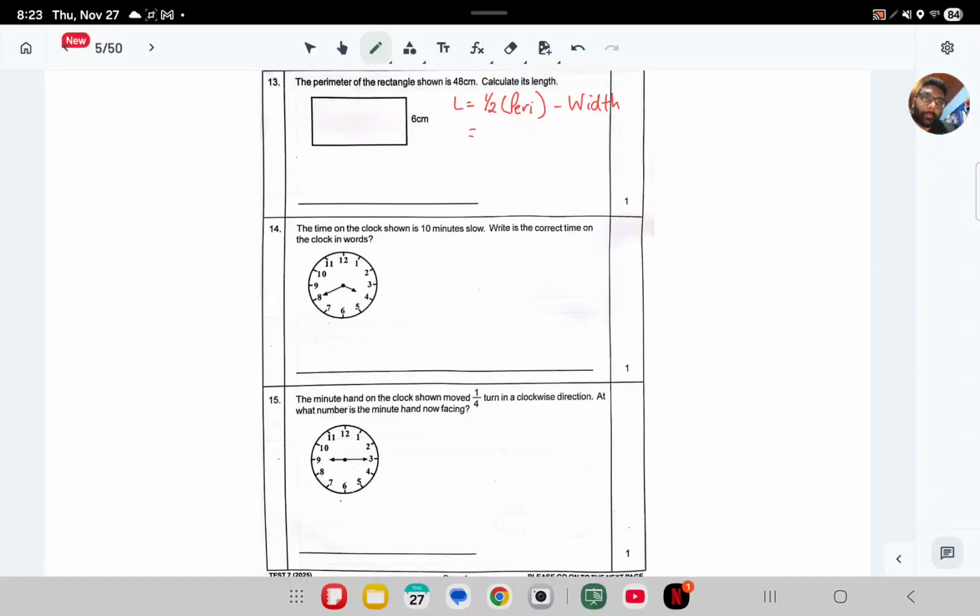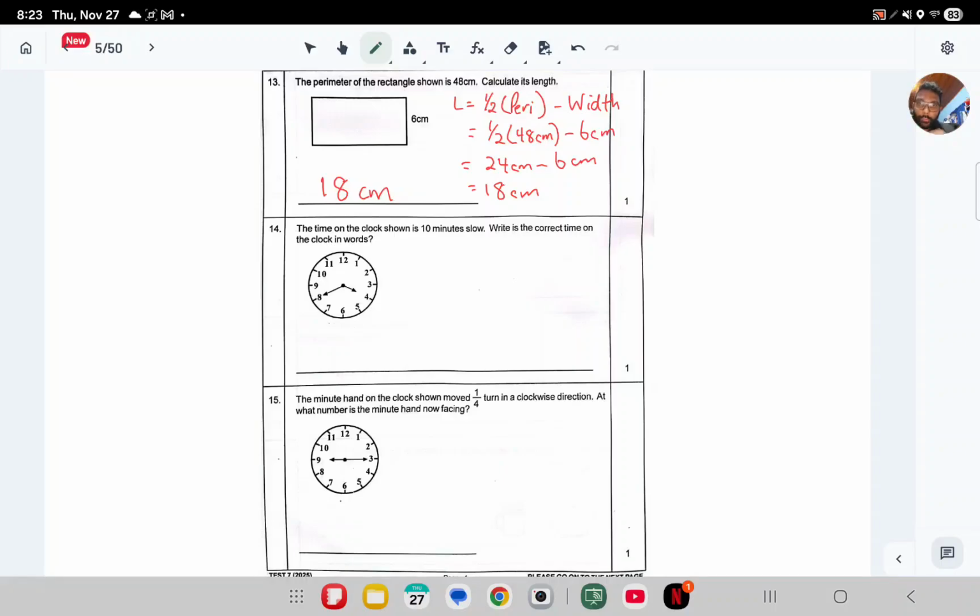To find half of something, we know that is to divide by 2. So 1/2 of 48 centimeters take away the width, which is 6 centimeters. Half of 48 is 24, so 24 centimeters take away 6 centimeters, and that will leave us with 18 centimeters. So the length is 18 centimeters.